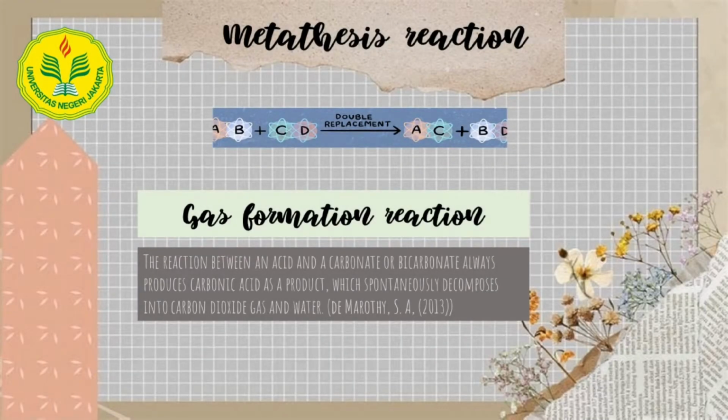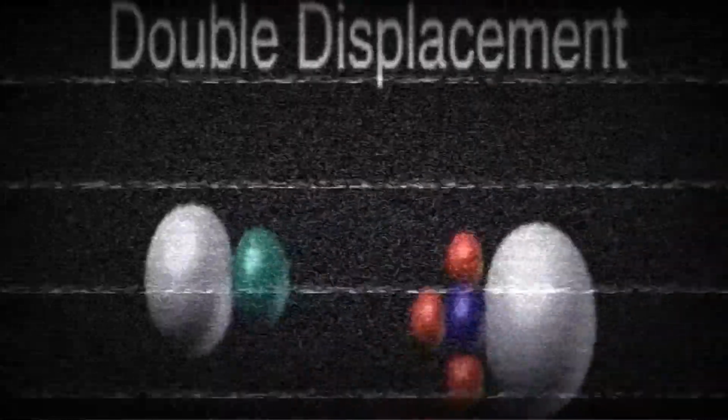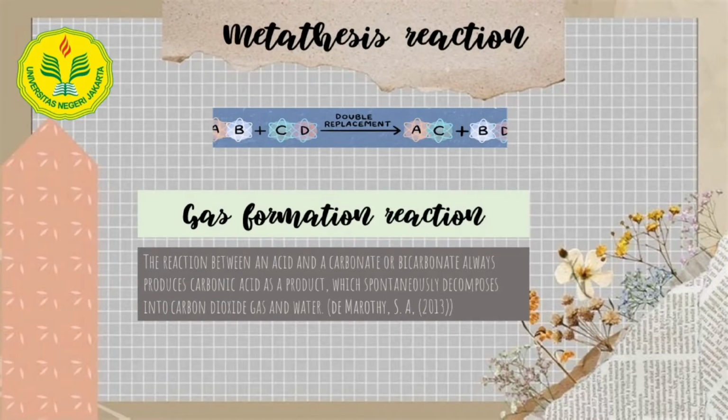Next, metathesis reaction. What is metathesis reaction? Metathesis reaction, sometimes called a double replacement reaction, is a chemical process involving the exchange of bonds between two reacting chemical species, which results in the creation of products with similar or identical bonding affiliation. You can see the equation of metathesis reaction in the image at the top of the slide.